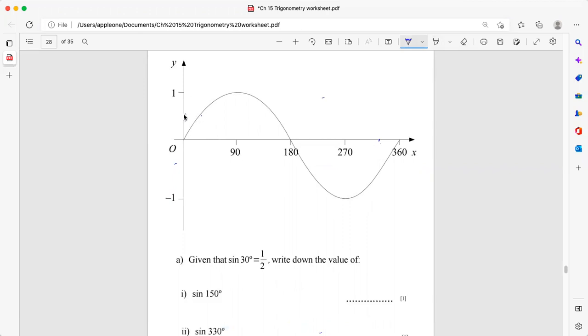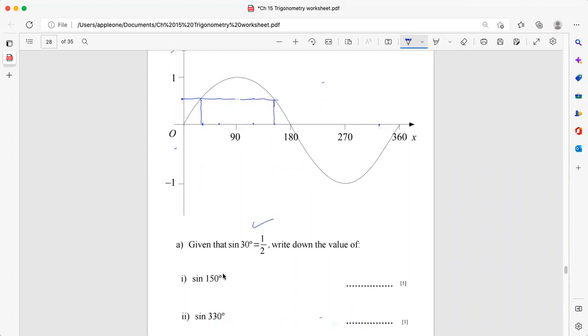First of all, you have been given sine 30 is 1 over 2. 1 over 2 is somewhere here. First, draw a straight line. 1 over 2, yes. Now check, it's 30 degrees here. You know why? Because this is 30, this is 60, 90, and 120, 150. So this is 150. Now they ask, what is the value for 150?